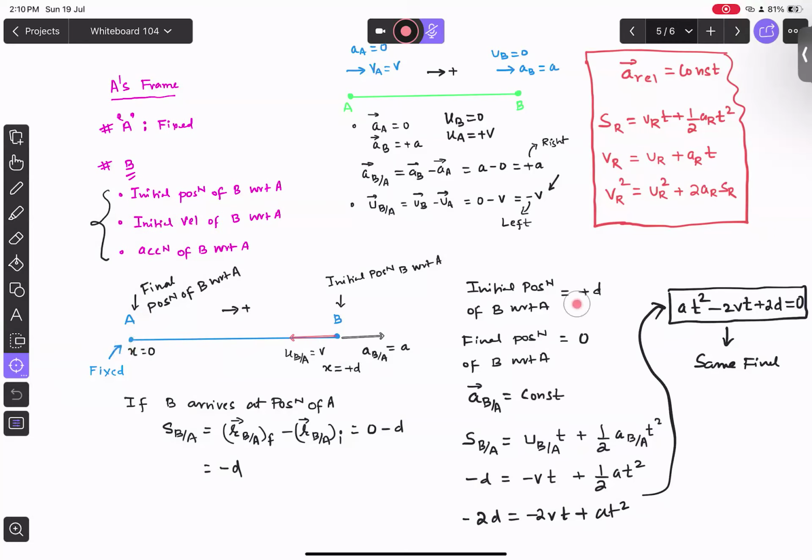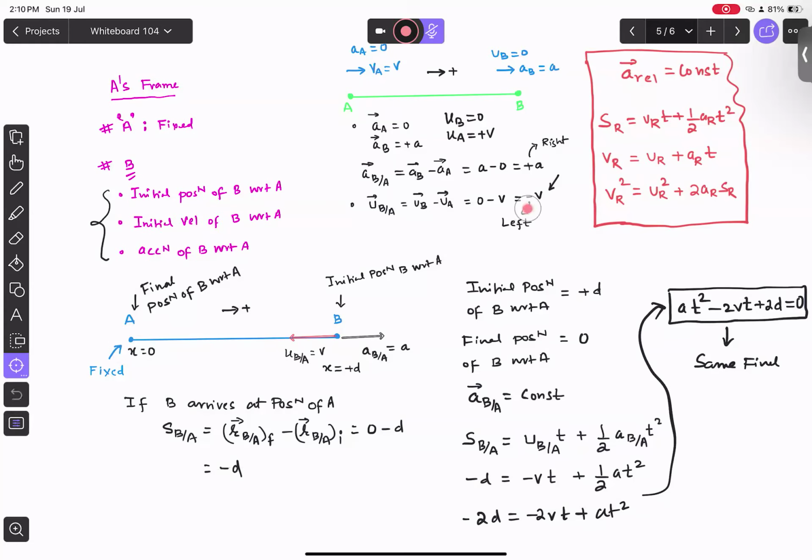So initial position of A plus D, final position of B 0, displacement minus D. Or directly you can tell, B moving in a straight line, how much has it traveled? D. Which side? Left side. Left side means negative. So displacement is of length D, direction is left side. Left side, another name minus, so displacement minus D.